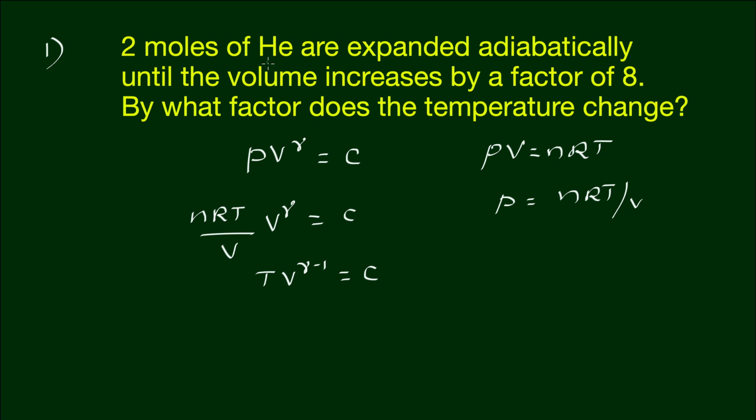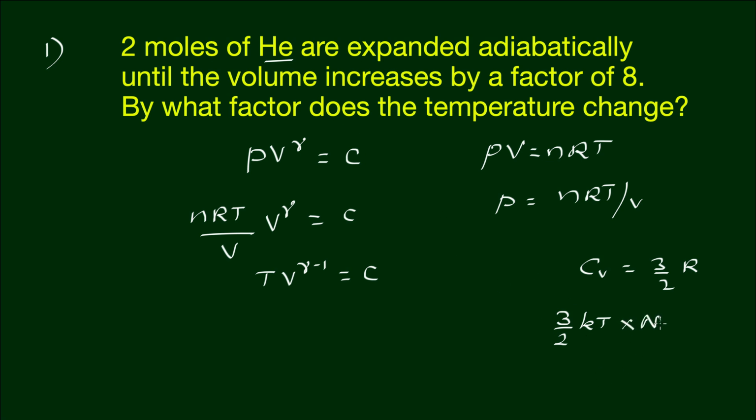Now, we are told that it is helium. So the molar specific heat at constant volume for helium is 3 by 2 R. Let me quickly go over this. According to the kinetic theory of gases, on average, the translational kinetic energy of any molecule is 3 by 2 kT. Now, helium is a monatomic gas. That means there is no vibration and there is no rotation, only translation. So this is the total energy on average per molecule, which is in fact a single atom because it's monatomic.